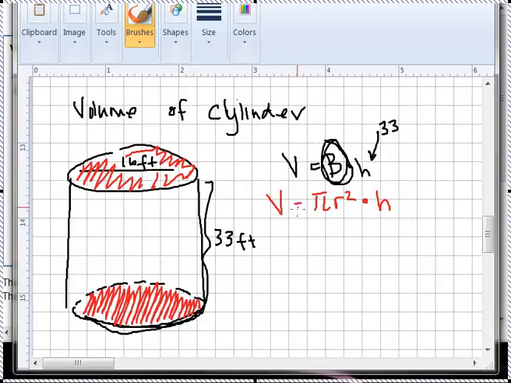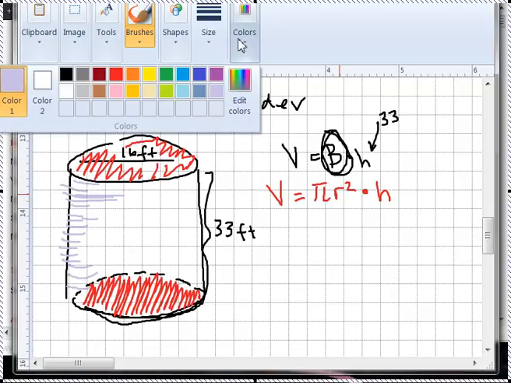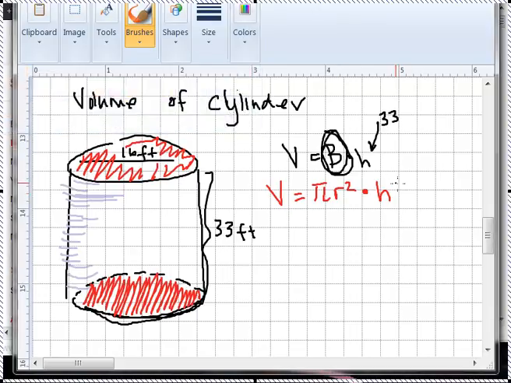Now, I'm going to pause. At this point, we're pretty much done. We have the equation, we're good. But the question is, what do we plug in for r? I already know what we plug in for h. H is 33. But what do we plug in for r?